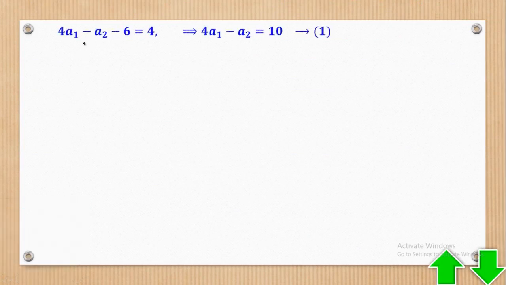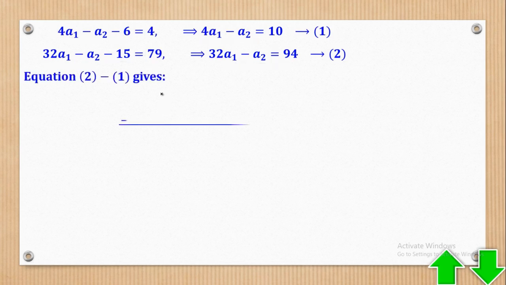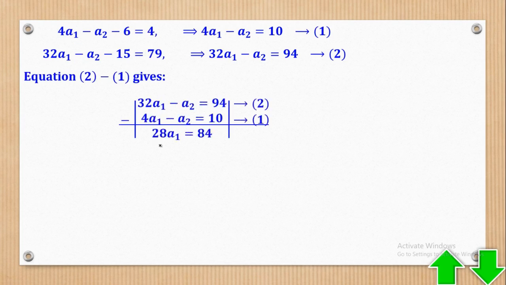So now we shall say that we are told that this term is equal to 4. Therefore, we shall be able to get the equation 1. Then we are also told that this term is equal to 79. Therefore, we shall be able to get the second equation. So those are two equations and two unknowns. Therefore, we have to solve them simultaneously. When I subtract 1 from 2, I'll be able to come up with 28A1 equal to 84, implying that A1 is 3.